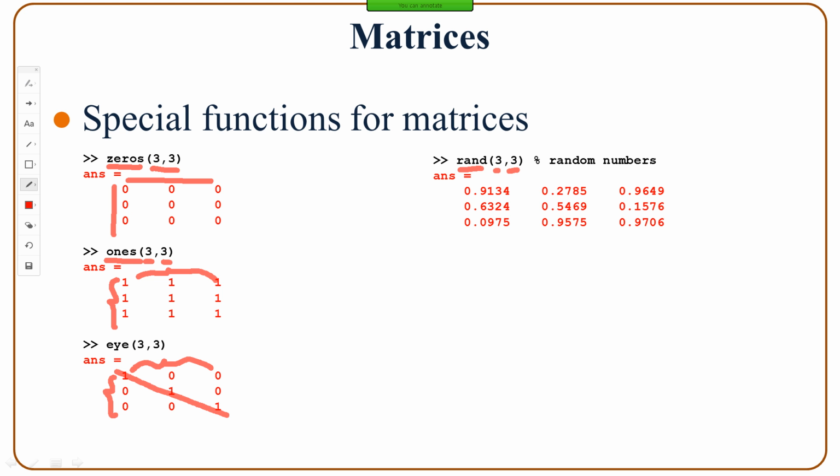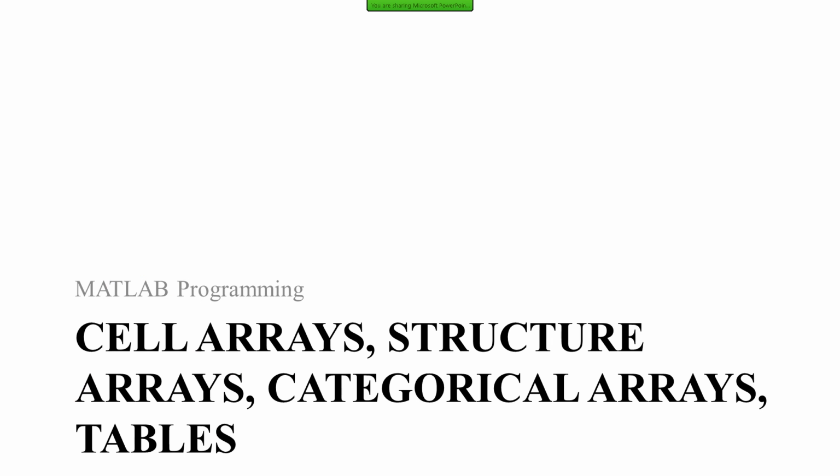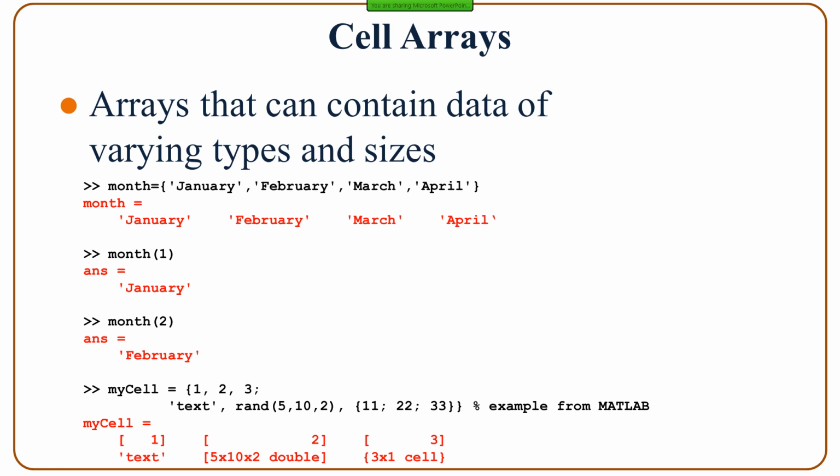Now we'll talk about other data structures such as cell arrays, structure arrays, categorical arrays, and tables. Cell arrays can contain data of varying types and size. In this example, we defined a cell array using curly brackets. And this cell array contains 4 elements, 4 string elements.